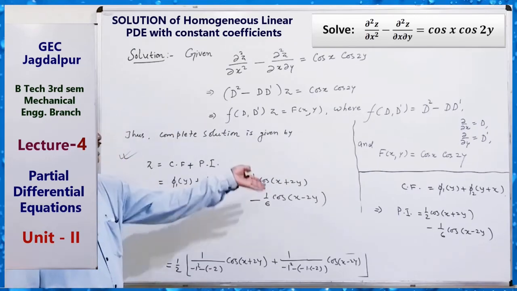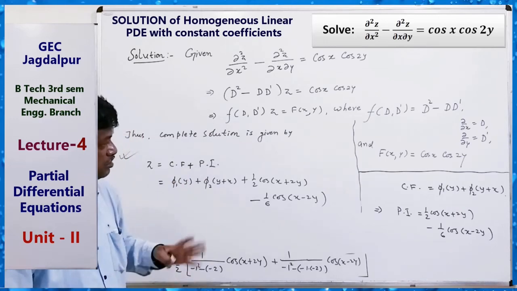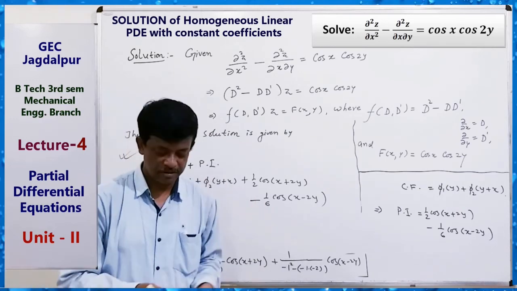Just we have to find pi, CF and pi. For pi, use the particular formula. Okay.